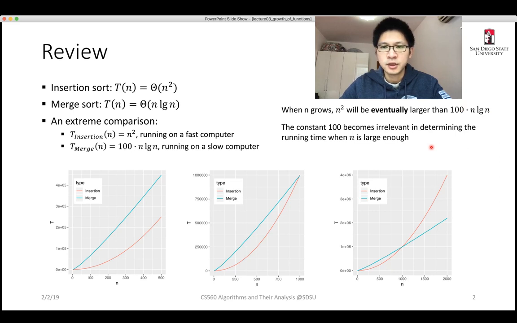Okay, so hopefully by comparing these two plots, you can have a sense of how merge sort is a more efficient algorithm than insertion sort if n is large enough.